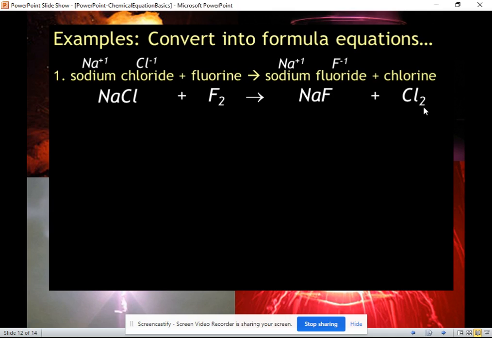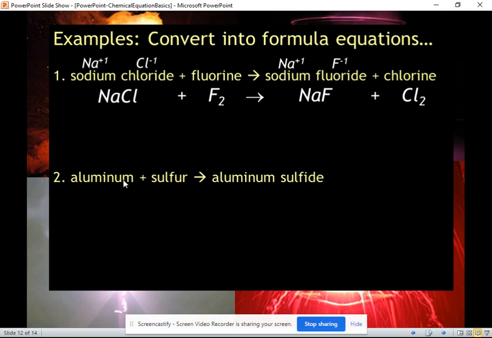Now this isn't balanced. We have 1 Cl here, 2 Cls here, 1 fluorine here, 2 here, but we'll get to that in our next unit or our next concept. Next one here is aluminum plus sulfur yields aluminum sulfide.